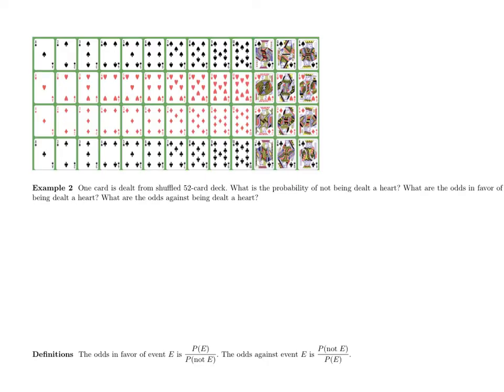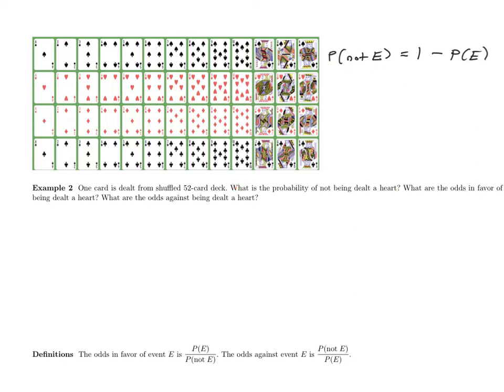Let's try out this not probability formula here in example 2. We are told one card is dealt from a shuffled 52 card deck. What is the probability of not being dealt a heart? One approach that you could take here is, we saw that the probability of not the event E is equivalent to 1 minus the probability of event E. Sometimes it's easier to think of an event instead of putting a not in front of it. To solve for this part of the problem using this formula, we will define an event E and then solve for the probability of not E using this formula.